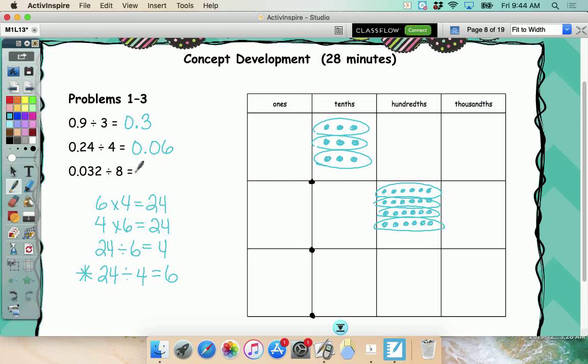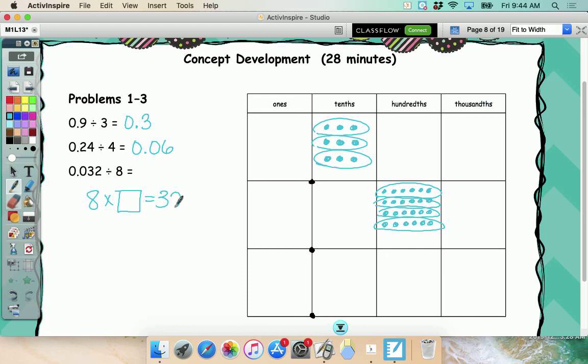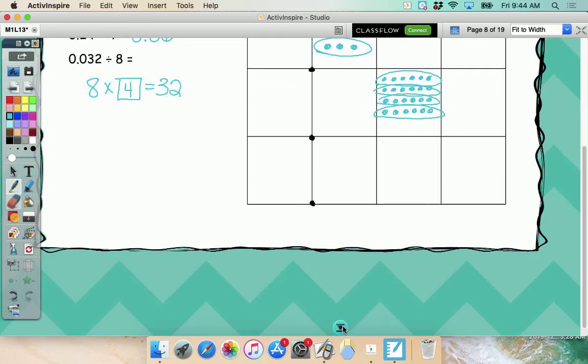So the next one, we've got to think about the fact that matches this division fact. I'm thinking about a multiplication fact that matches it. So I've got 32 divided by 8. What multiplication fact matches that? 8 times something equals 32, okay? All right, so 4 is going to be my answer, all right? So I'm going to do 8 groups of 4. That's going to be kind of hard to fit in the box, so you might have to go down past the box. So I'm going to do 8 groups of 4 when I draw my dots. Which place value? Thousandths. Okay.